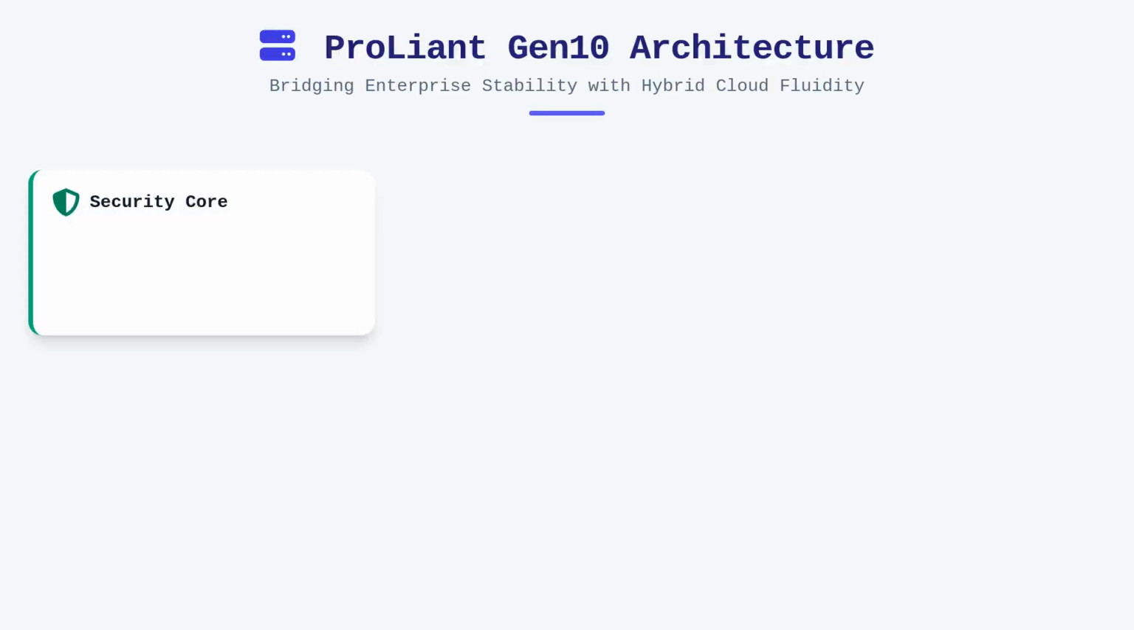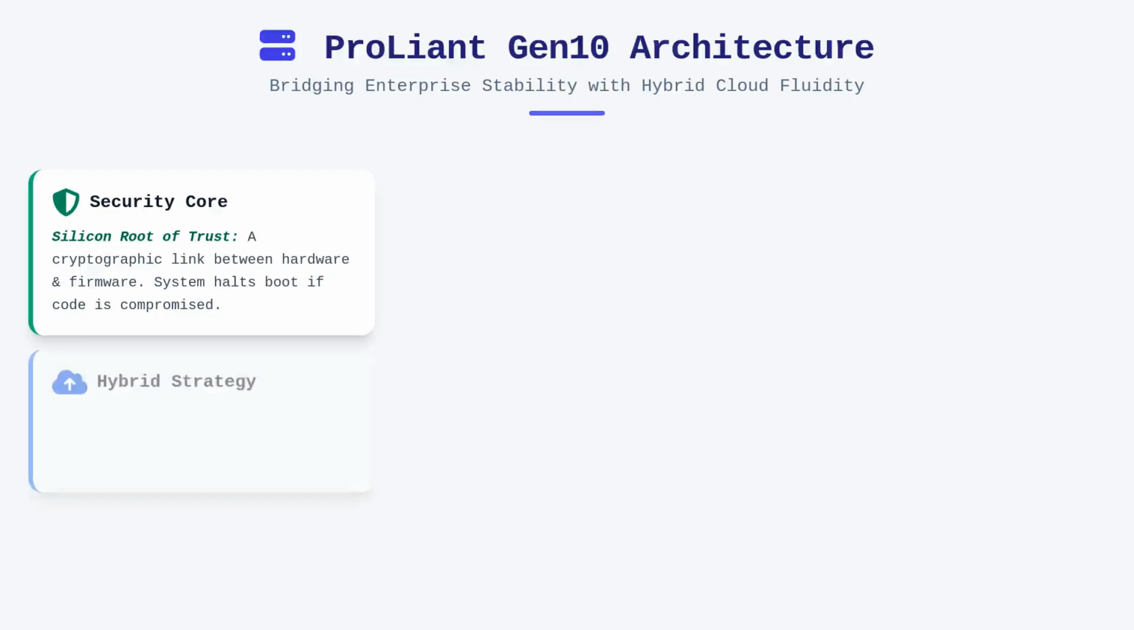These servers are built on the foundational principles of the Silicon Root of Trust, which establishes a cryptographic link between the hardware and the firmware, ensuring that the system will not boot if the code is compromised. This is a critical building block for security-conscious architectures that define modern enterprise infrastructures. When we integrate these into a hybrid strategy, we are essentially leveraging their predictable performance characteristics as the baseline for on-premises workloads that often serve as the anchor for public cloud migrations.